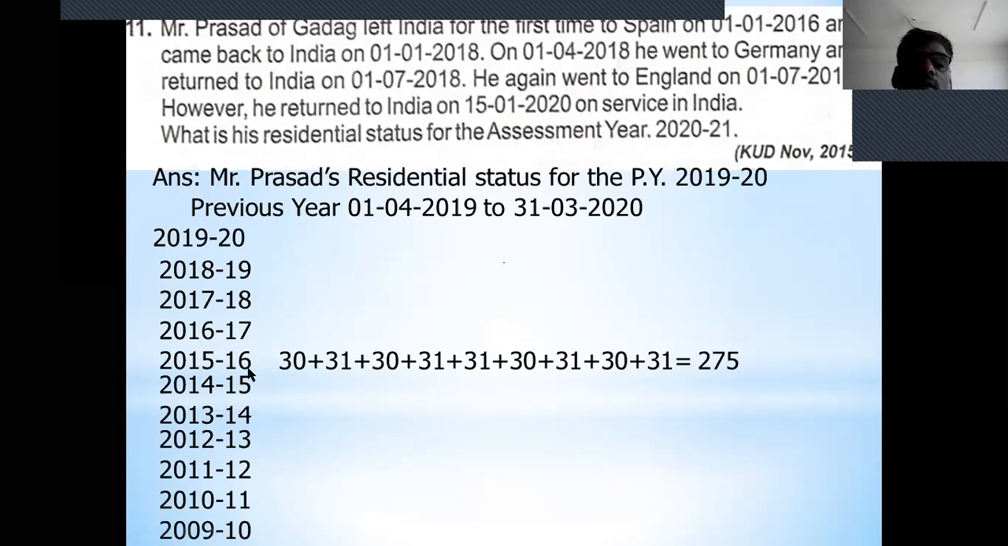This year starts on 1st April 2015 and ends on 31st March. April 30, May, June, July, August, September, October, November, December. December 30 completed, meaning December 2015. January 1st he went out. So 275 days.